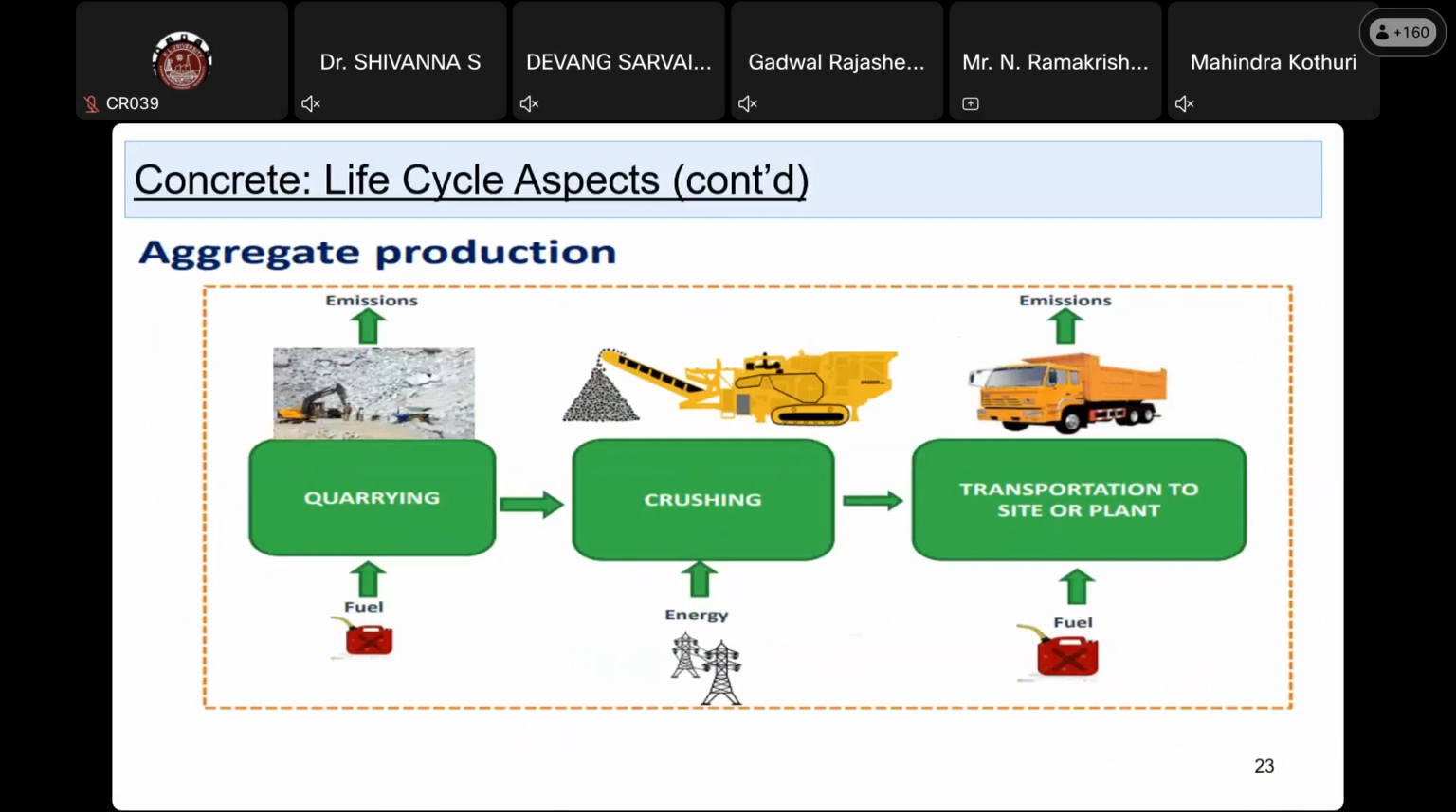Yeah, this is the aggregate product. Earlier we talked about cement. Now this is aggregate. Aggregate also you have to mine from quarries, and you're going to use fuel. You have the emission as well, and then you need to crush it with the machine. You require energy for that as well, and then transport it to the site. There also you require energy.